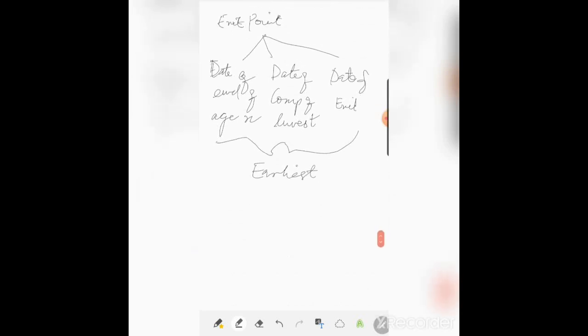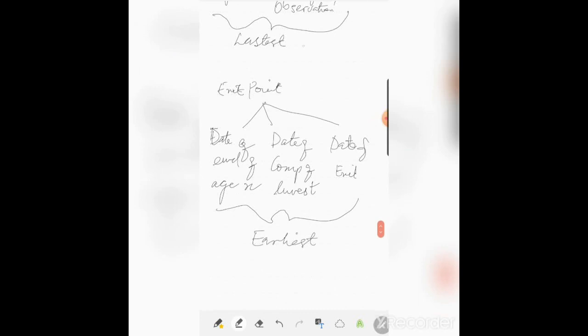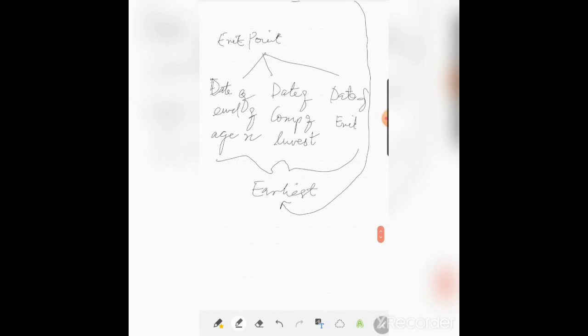Now I'm computing the difference between these 2, the earliest and the latest. The difference between these 2 is the contribution to the central exposed to risk, the contribution to E_x. So this is how you calculate the contribution to central exposed to risk.